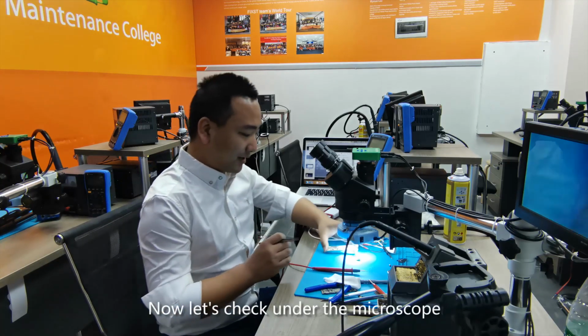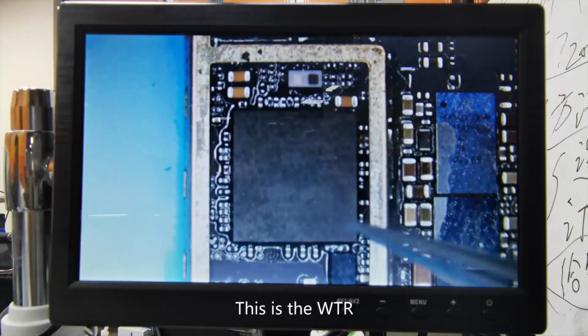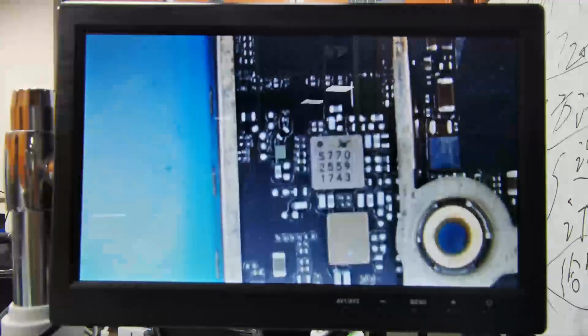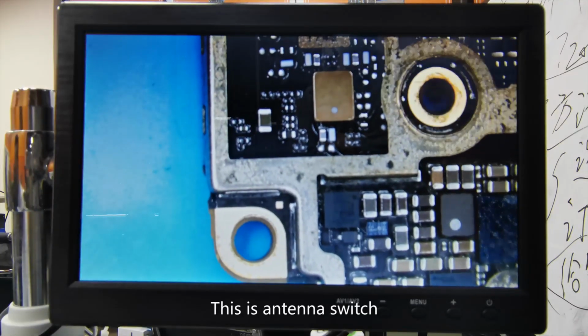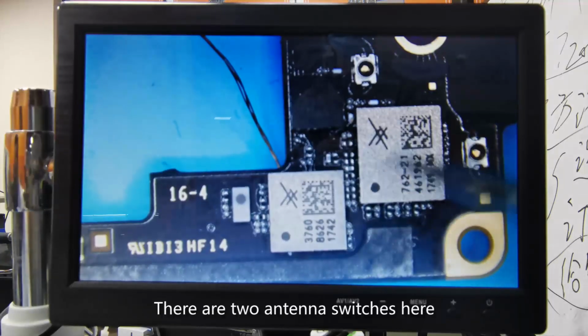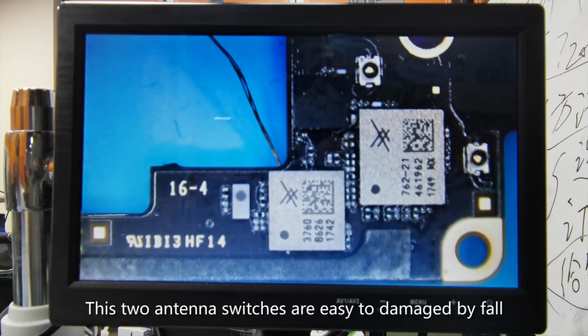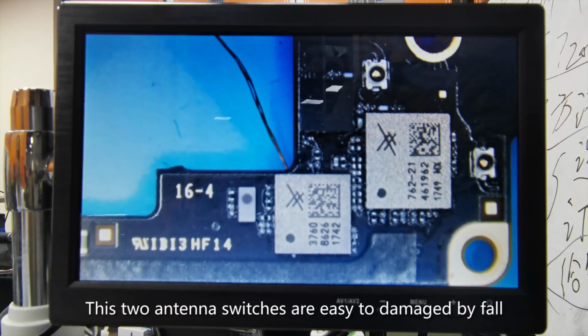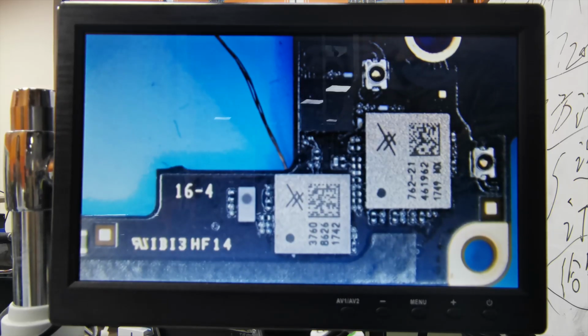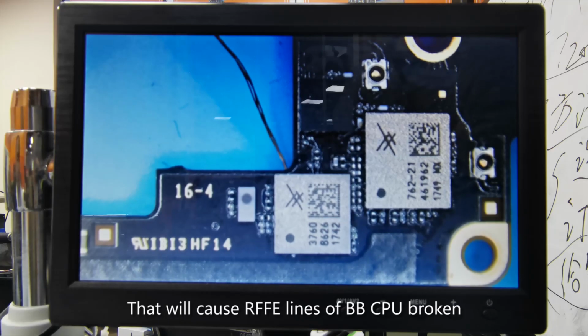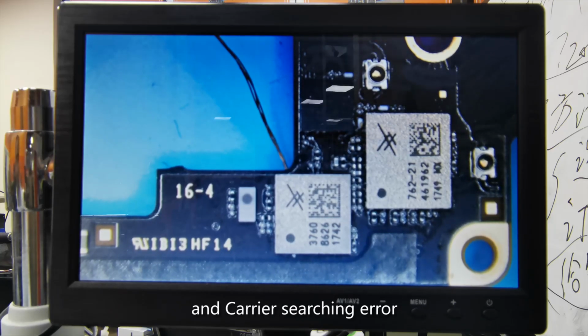Now, let's check under the microscope. This is the WTR. This is the antenna switch. Look at that. There are two antenna switches here. These two antenna switches are easy to damage by a fall. They will cause the RFFE lines of the BB-CPU to break and a carrier searching error.